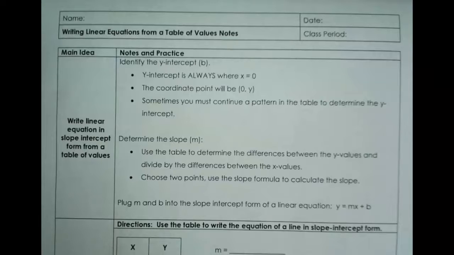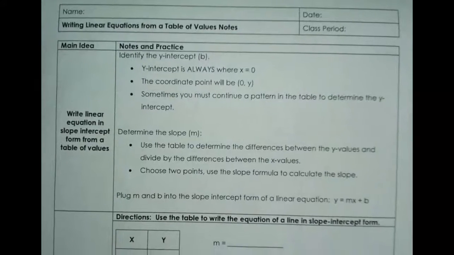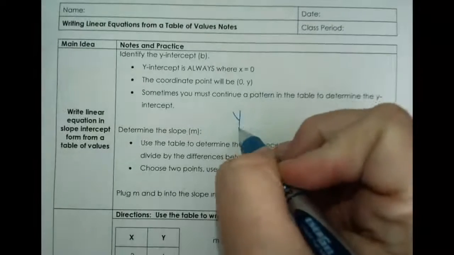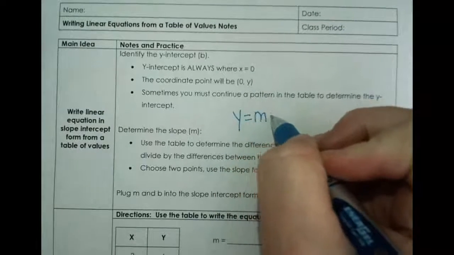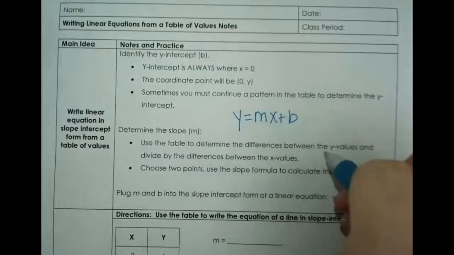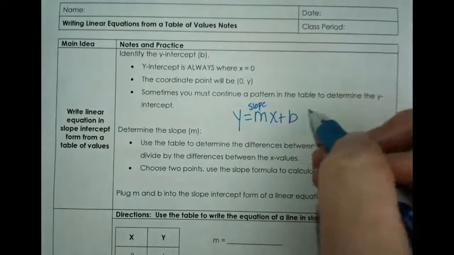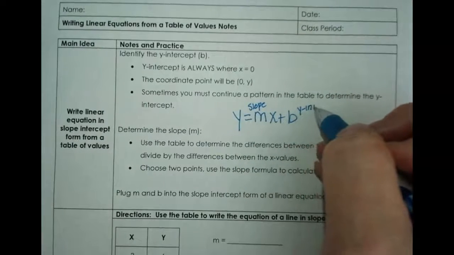You should be able to find the slope of a line from a table of values, and you should be able to determine the y-intercept of a line given a table of values. And you should be able to put those together to write a linear equation in slope-intercept form. Okay, so let's take a look. Slope-intercept form, remember, is y equals mx plus b, where m represents your slope and b represents your y-intercept.